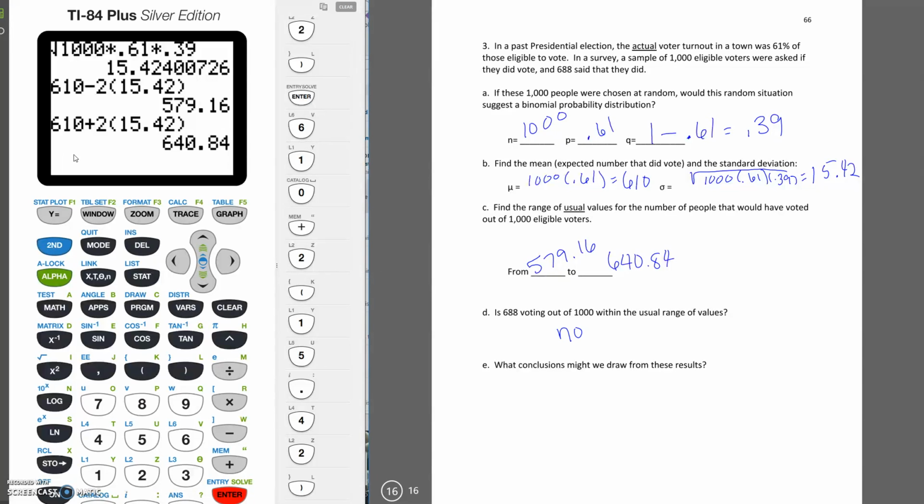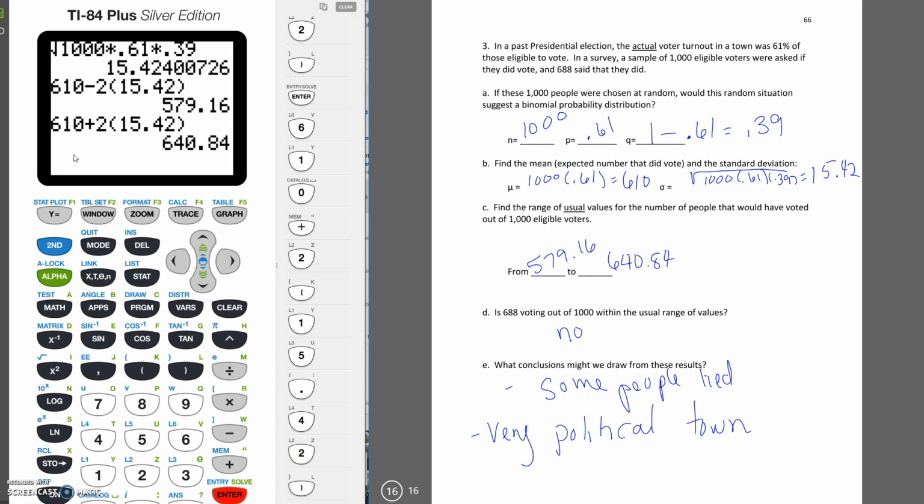So is 688 out of the 1,000 within the usual range? And the answer is no. That would be unusually large for that town. And so what we might conclude is that some of the people who said they voted were actually lying. You know, they didn't want to tell people that they didn't vote. So that could be one conclusion. Now, another conclusion is this is just a very politically active town. So there could be different conclusions, and you wouldn't want to jump to any of them. There would be more information, but we would see that something unusual was going on.